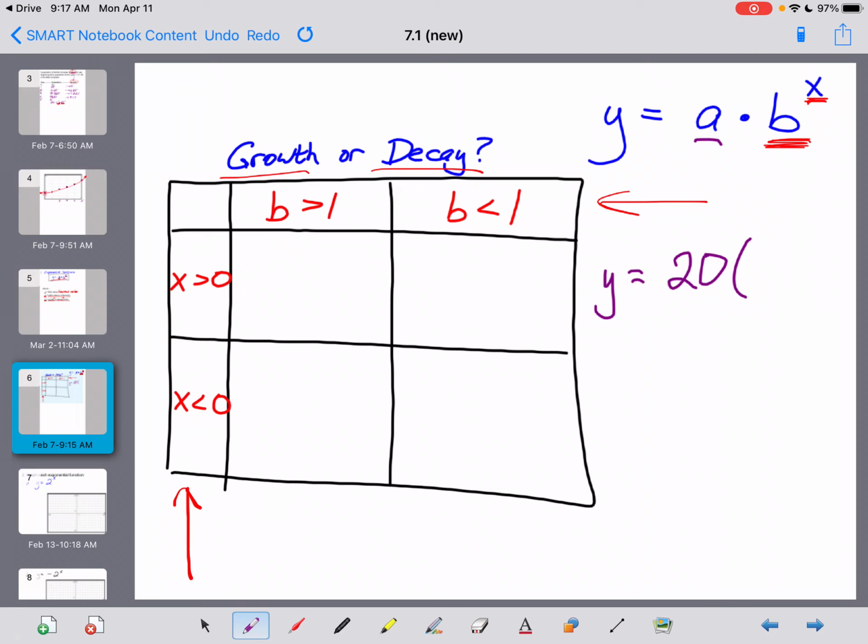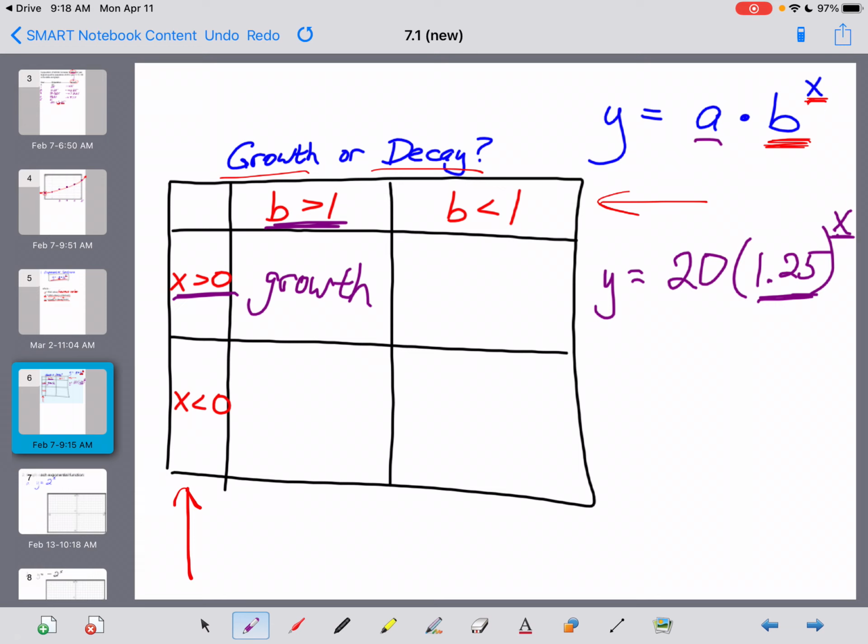Now our number of rabbits was increasing by 25% per year, so we were multiplying that by 1.25 raised to the x power. So what's going on in this example right here? Our b value right there, 1.25, is greater than 1. So we're talking about this first column in the table. And then what happened is that x was the number of years that went by in this experiment. That was always positive. So in this case right here, guys, that is what we call an exponential growth model, when b is greater than 1 and x is greater than 0.